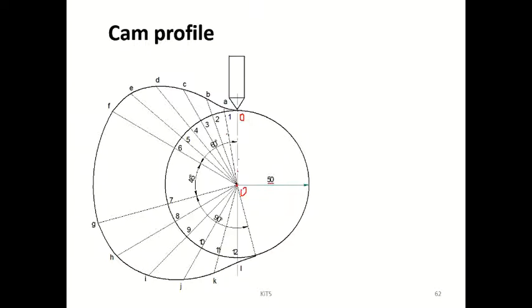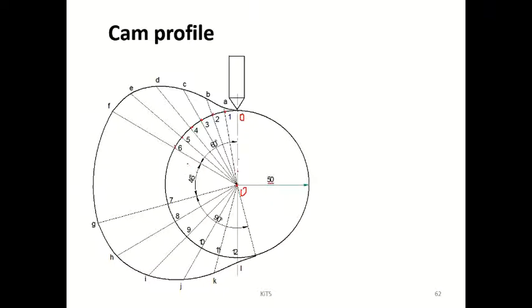Okay. So in the protractor, take 10 degree here, mark it. One more 10 degree, mark it. One more 10 degree, mark it. One more 10 degree, mark it. One more 10 degree, mark it. One more 10 degree, mark it.